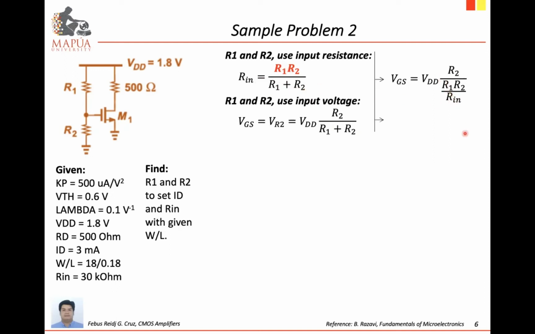And then from there, we can cancel out R2. So we are going to reduce the unknown to R1. So you have VDD times Rin over R1 that is equal to VGS. So before we can solve R1, we need to determine the value of VGS. Alright, did you follow? Please confirm.